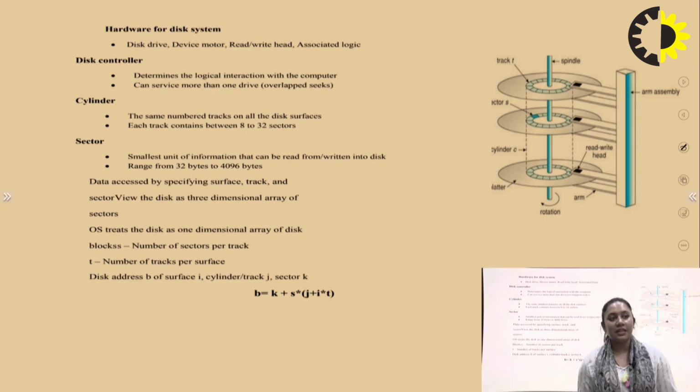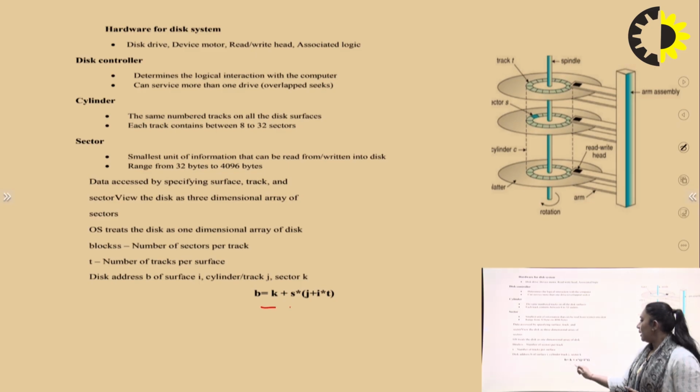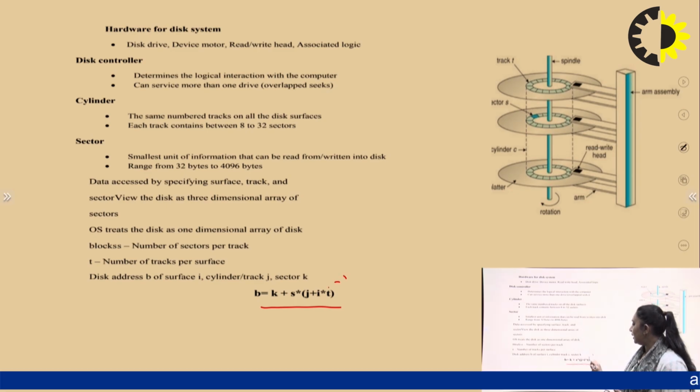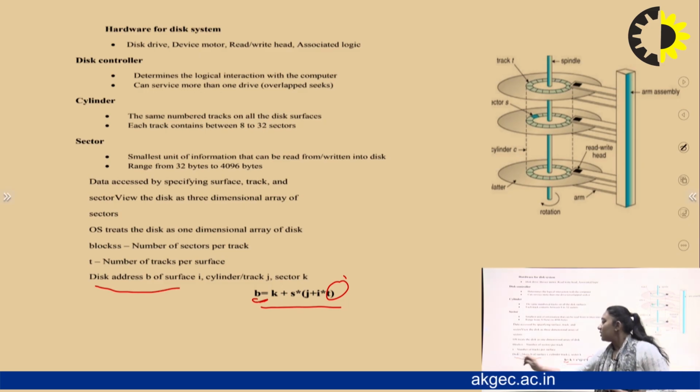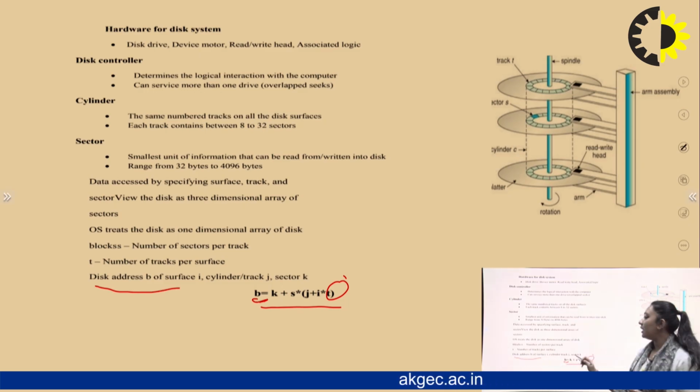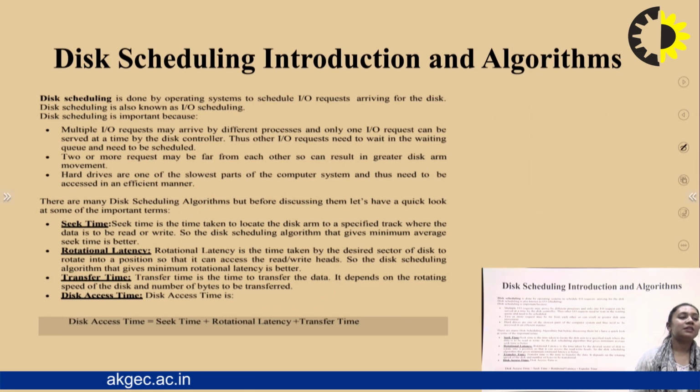Here you can see B equals K plus S into J into T. T defines the number of tracks per surface, and B denotes the disk address of the particular sector, and J defines the cylinder. Right. Next, if I am talking about the disk scheduling algorithm, right?